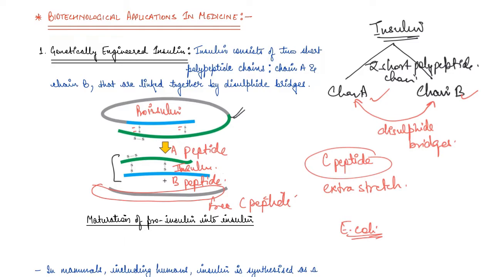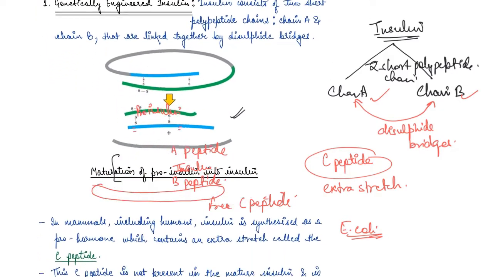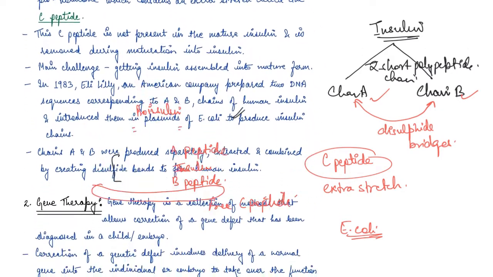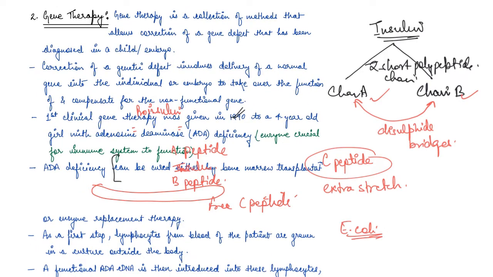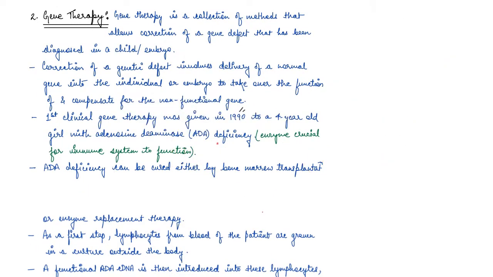In the same way, guys, recombinant DNA technology is used in gene therapy. Now we'll see what gene therapy is exactly. So, guys, say if a person is born with a disease, with a hereditary disease, right?